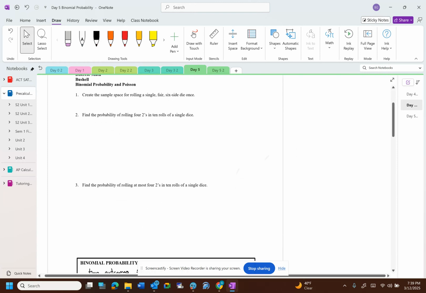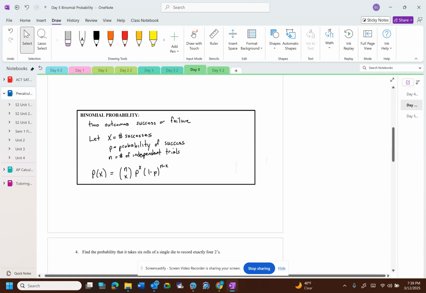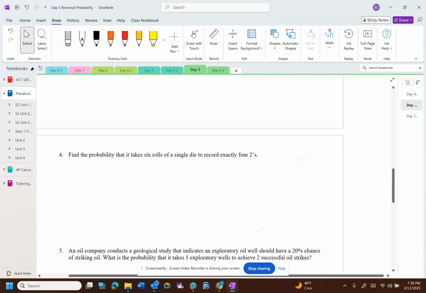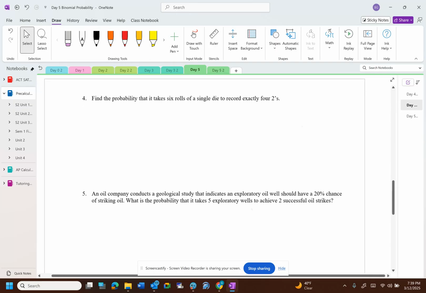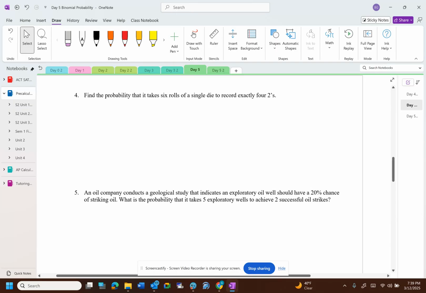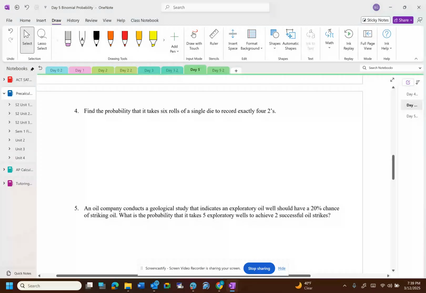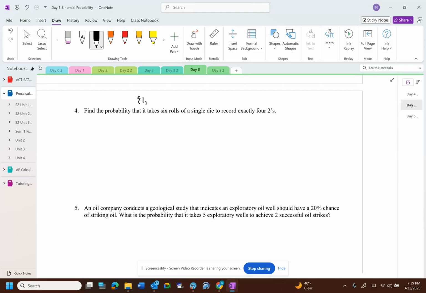But I want to actually move on to a different question. Look at problem 4. It's a slightly different twist on what we just talked about. I'll let you read this over. So we're rolling a single die, just a standard regular die, where the outcomes are 1, 2, 3, 4, 5, and 6. Find the probability that it takes 6 rolls of a die to get exactly 4 twos.